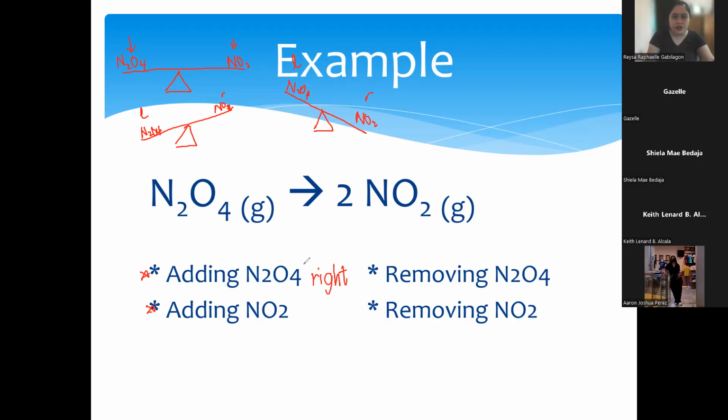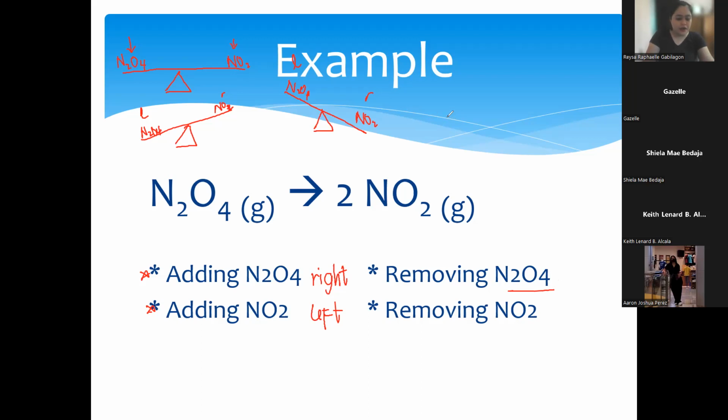This is going to the left. Okay, very good. Now, in some cases, class, merong binabawasan. Okay? So, example, nagbawas ka ng N2O4. Anong ibig sabihin pag nagbawas ka ng N2O4? Sana yung side na mabigat?